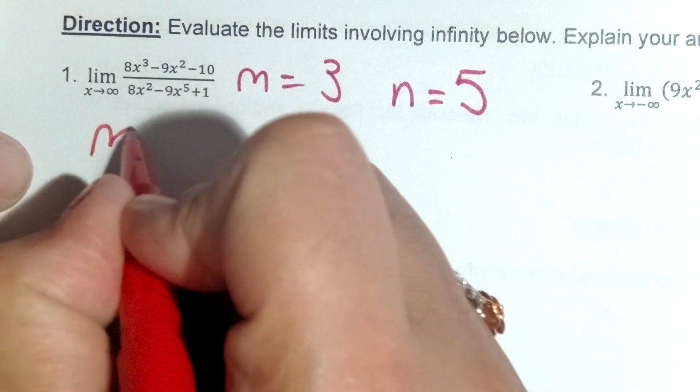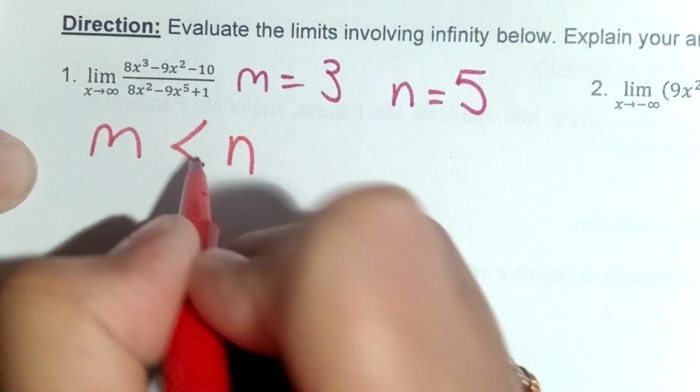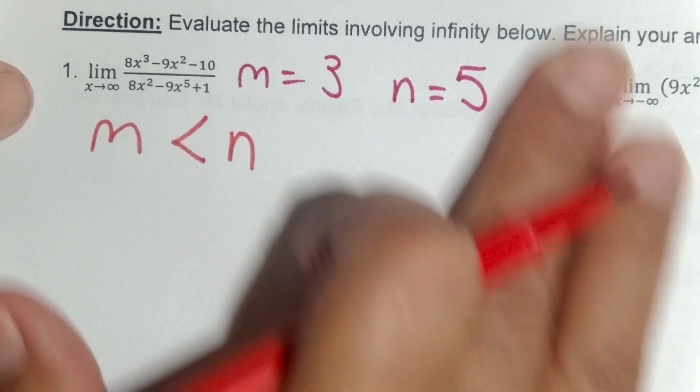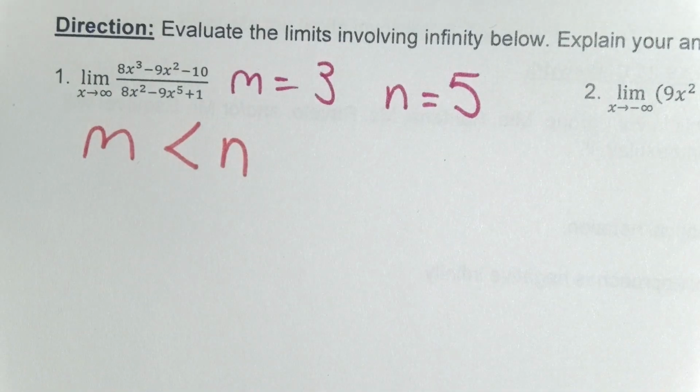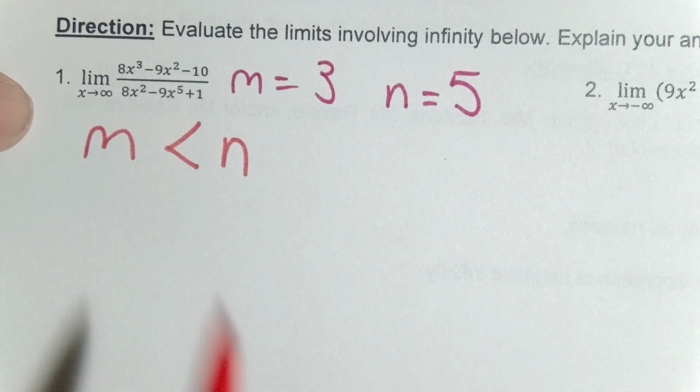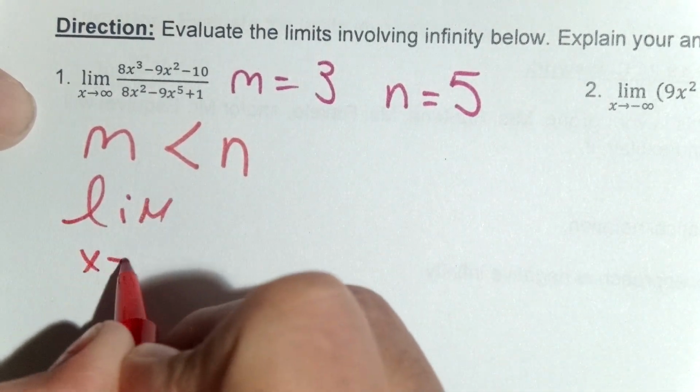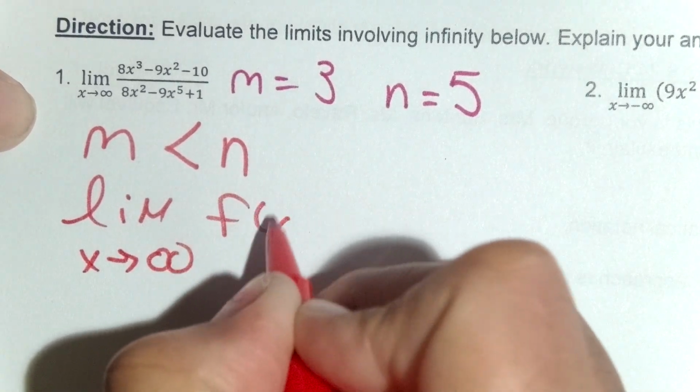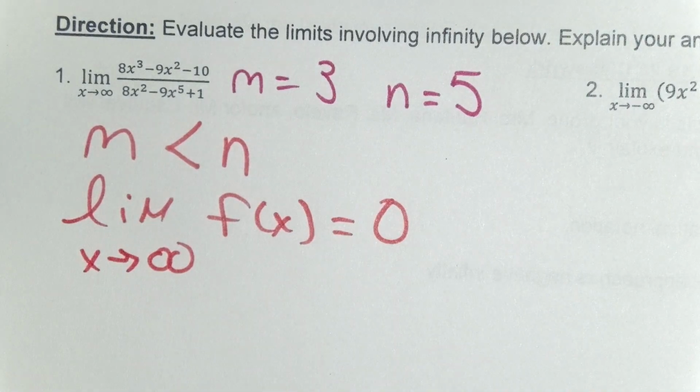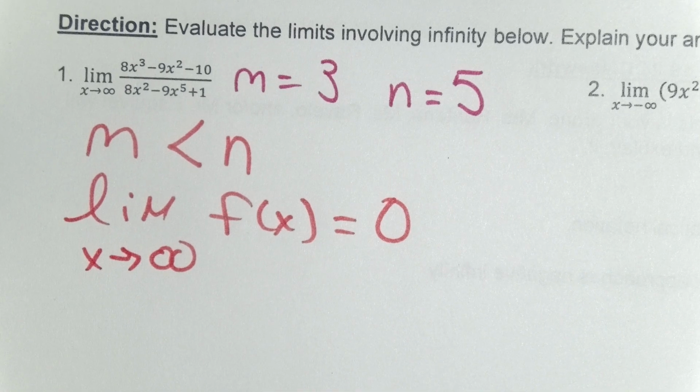M is what to N? Less than N. Okay, good. I see a lot of you getting to this point, and then you forget about the 3 rules that I gave you. And you're just looking at the example sheet from yesterday. I did not put those examples in the same order, okay? You have to use the rules, okay? So if M is less than N, what is the limit? It equals 0. Okay? Cool? You sure? All right.